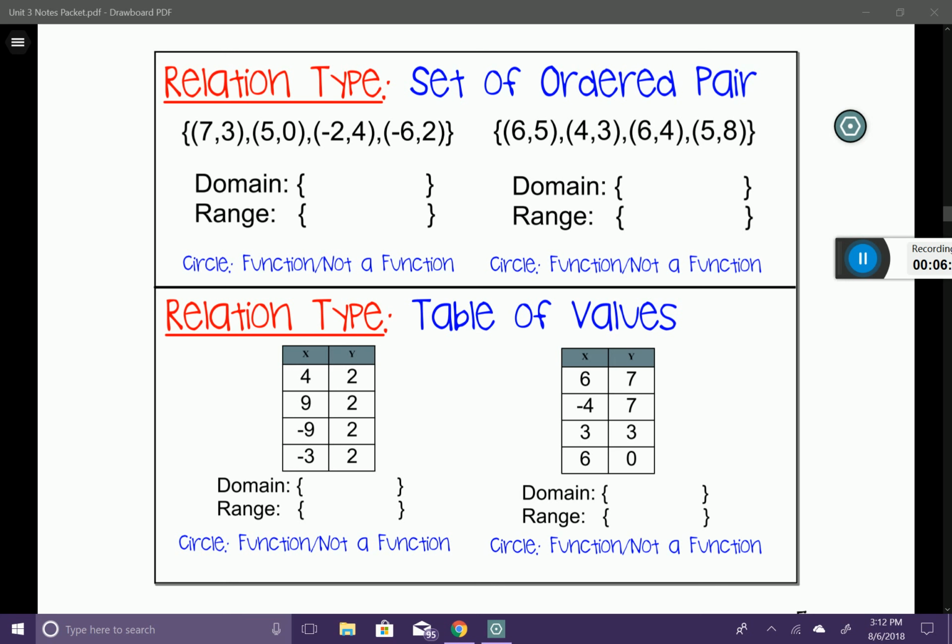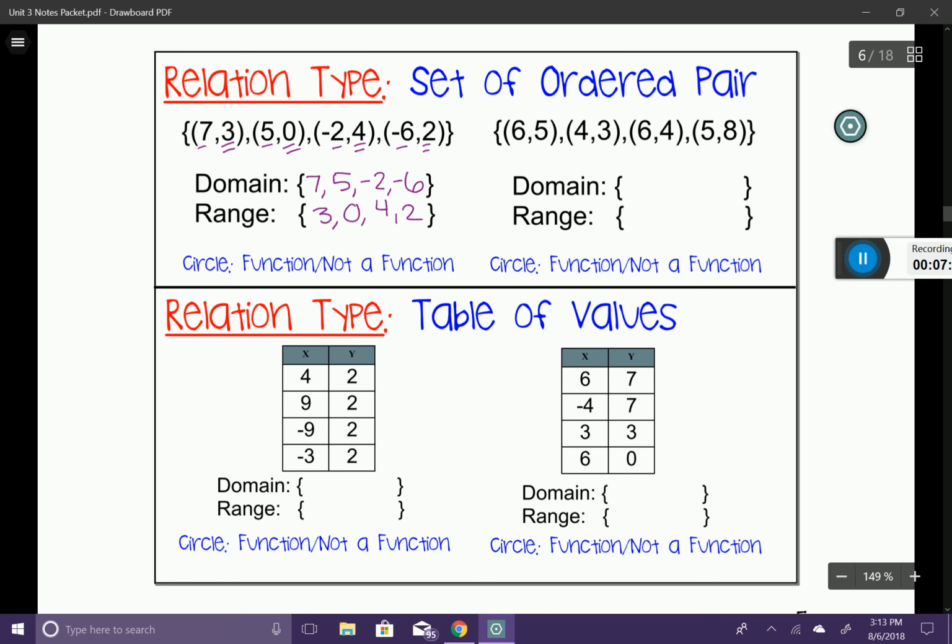What I want to do is write my domain out by just taking those x values and putting them right into a pair of braces that I have here. I also like to put them in numerical order, so the smallest to the biggest. That's a personal preference of mine. But you don't even have to if you just want to do 7, 5, negative 2, negative 6. That's perfectly fine as well. And then my range values are going to be all of my y values. So I'm just going to go ahead and put those in there, 3, 0, 4, and 2. And that's how I indicate it in the notation.